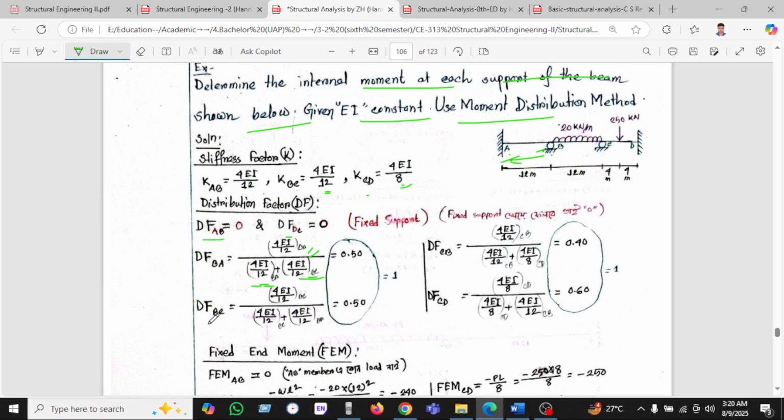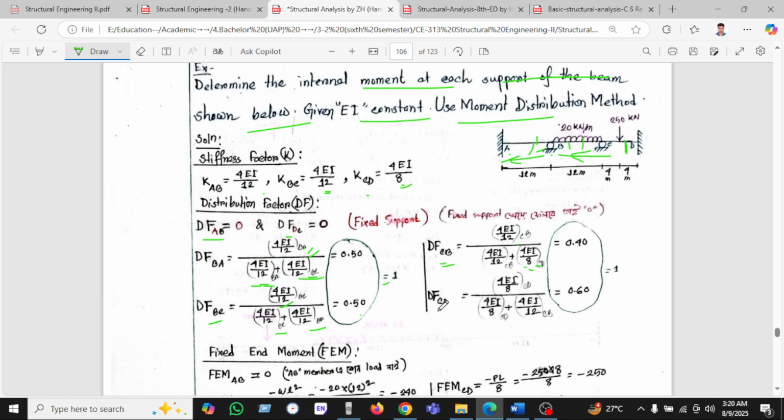In the same way for BC, we take 4EI by 12, and the sum of these two members BC and BA. It must be 1 because this is the adjacent end and these members contribute 1. Now see CB. It is going from C to B. So it is 4EI by L for CB divided by the sum of CB and CD. This is CD, so it will be 8. Keep this in mind.